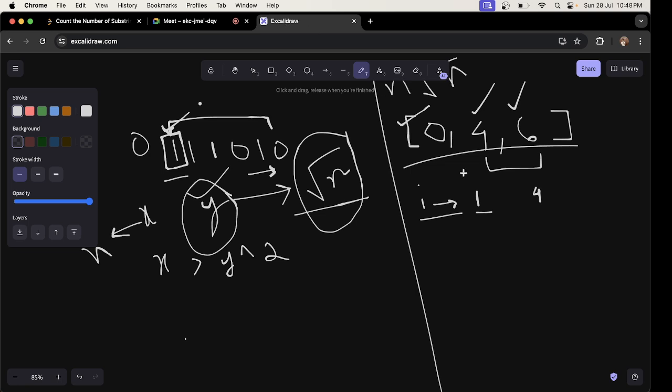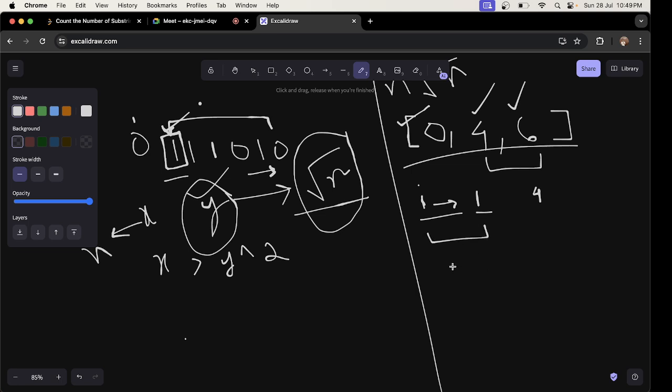Nish, can you please repeat this part again? Which part? That part. So I am saying that we will iterate over every index in the string. I will range from 0 to n. For example, let's take i as 1 here.